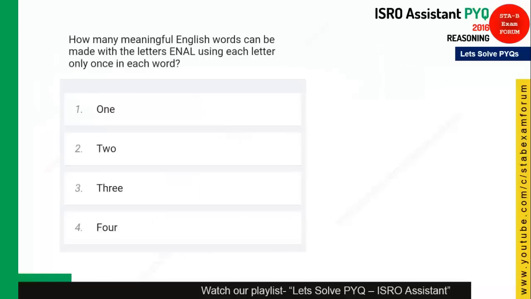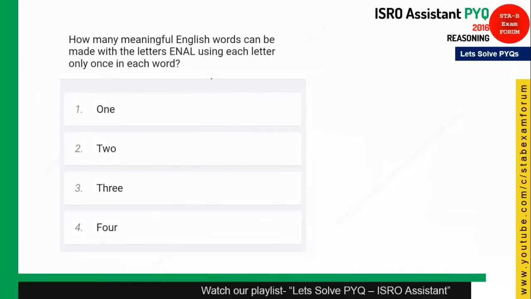Let's see the next question. I think this is the last question for this particular section. This is from meaningful words. You need to make a meaningful English word from the letters E, N, A, L. As I told you, there are 4 factorial possibilities, so instead we should make meaningful words by assumption only. The first word that can come to your mind is lane.